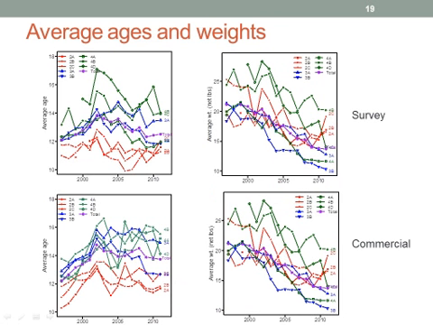Another thing that I like to look at is the trends in the average ages and average weights of the animals, both in our survey as well as in the commercial catches. So the top two plots are for the survey, the bottom two plots are for the commercial catches. The vertical ones are ages on the left and weights on the right. So the ages, what we're looking for there is how the average age in the catches trends over time.